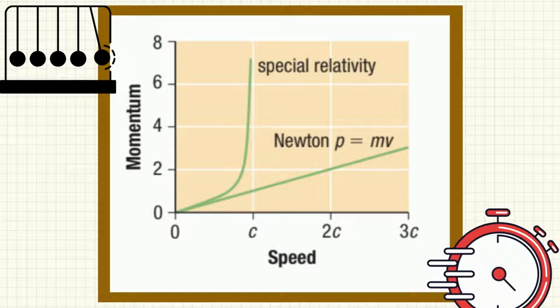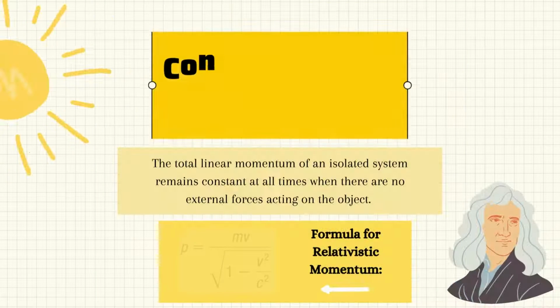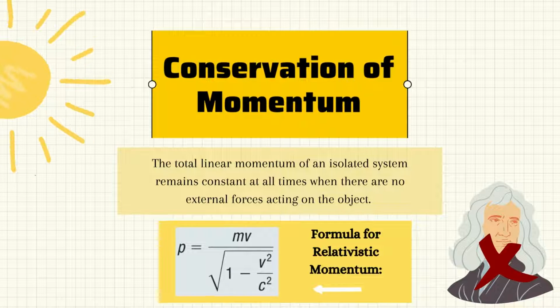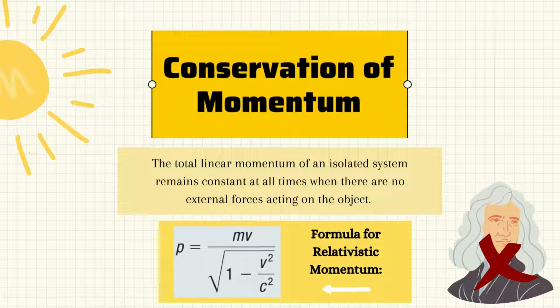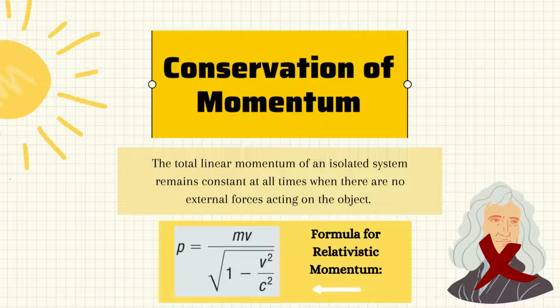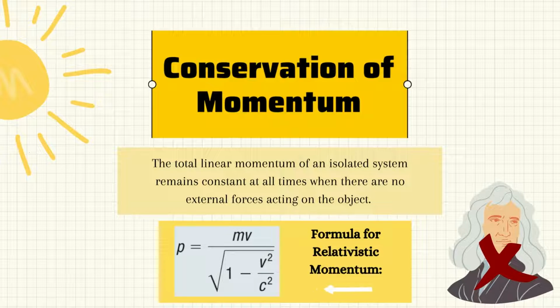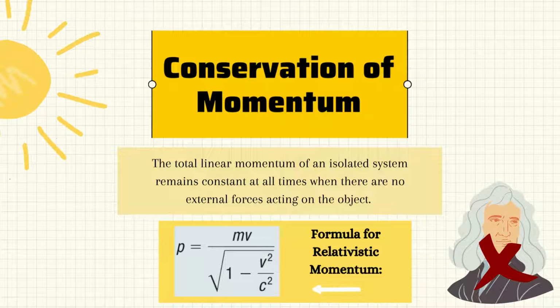This graph shows that momentum will increase linearly with speed when Newton's equation is used. However, when special relativity is considered, momentum will approach infinity as speed approaches the speed of light. The conservation of momentum states that the total linear momentum of an isolated system remains constant at all times when there are no external forces acting on the object. This concept applies even with the effects of special relativity.